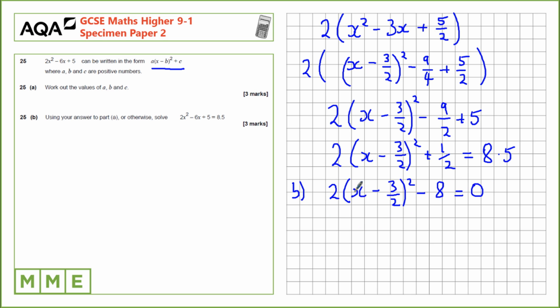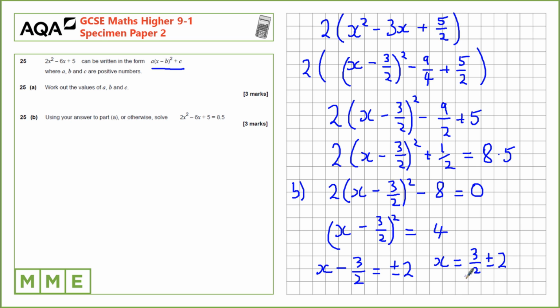Let's start rearranging. We want to try and calculate what x is, so we'll need to add 8 and then divide by 2. So (x minus 3 over 2) all squared. We'll have 8 on this side and then we'll divide it by 2, so that will be left with 4. x minus 3 over 2 equals plus or minus 2. So the square root of 4 is plus or minus 2.